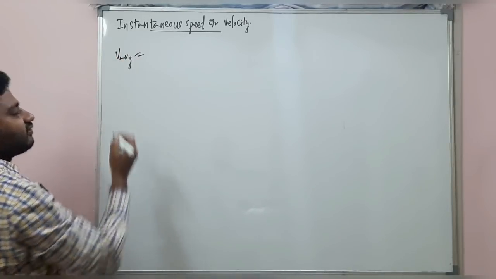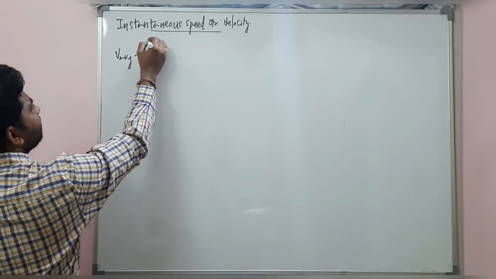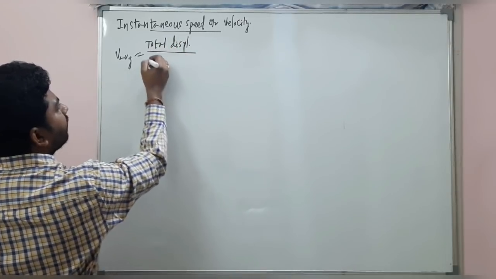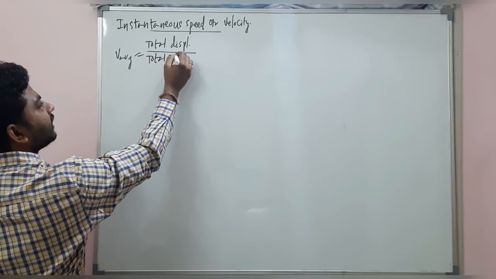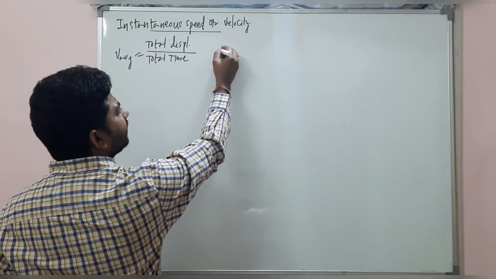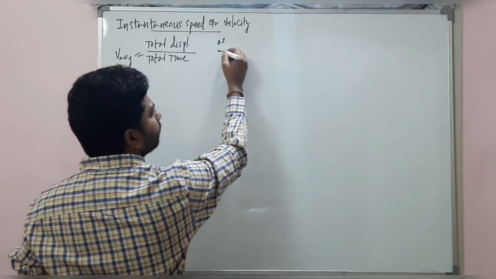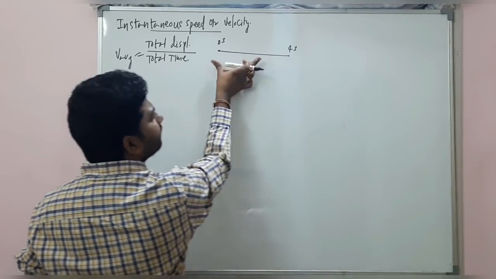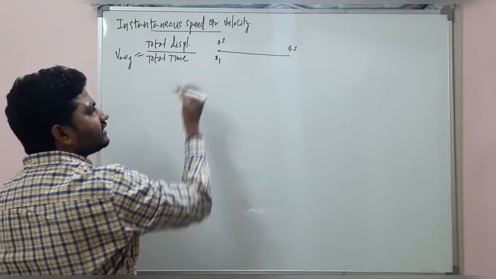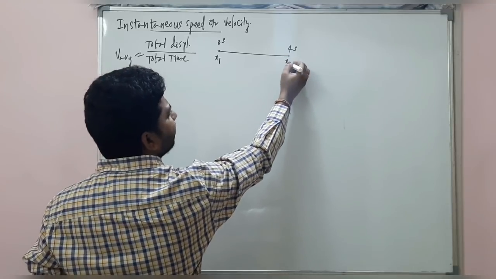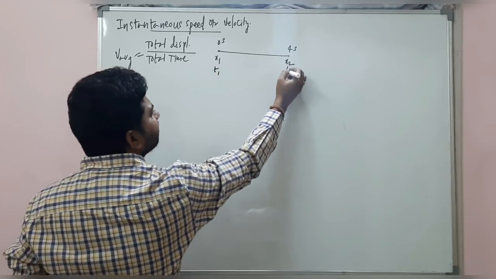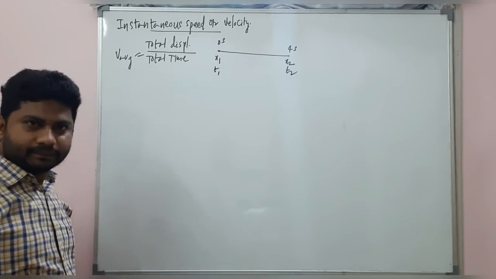Let's say this is average velocity, which is equal to the total displacement divided by the total time taken. Alright. Imagine a body is starting from 0 seconds and reaches some displacement after 4 seconds. The initial position is x1, the final position is x2. Let's imagine the initial time is t1 and the final time is t2.